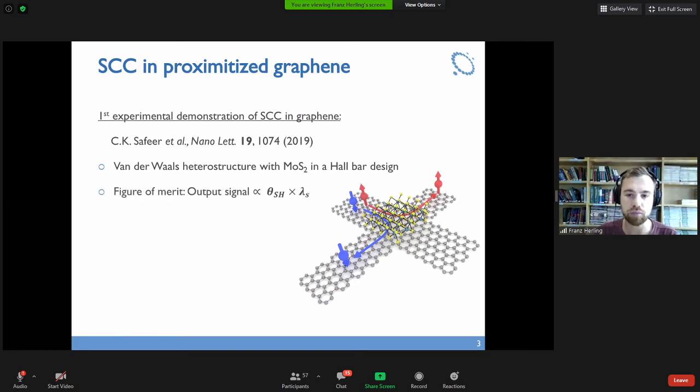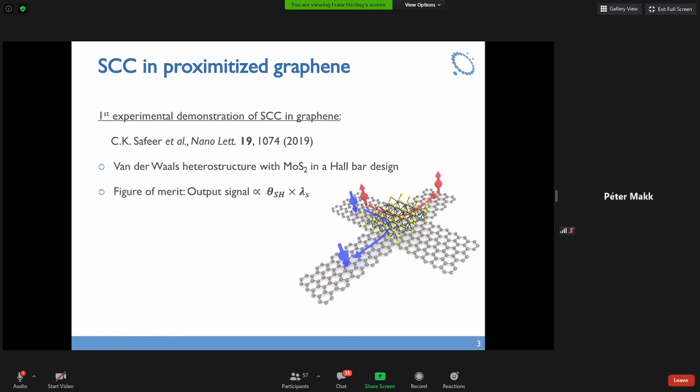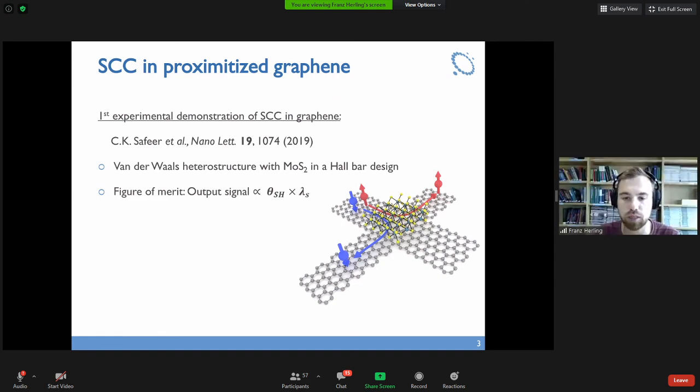The second thing we found in this paper is that the size of the output signal is not only related to the spin Hall angle, but rather to the product of the spin Hall angle and the spin diffusion length. And this has already been a topic in the talks of this session as well: this figure of merit, and how to determine which material is better than another, is quite a complex discussion. And of course, here the question is, can we increase this output signal? Can we increase this figure of merit, this theta times lambda product?